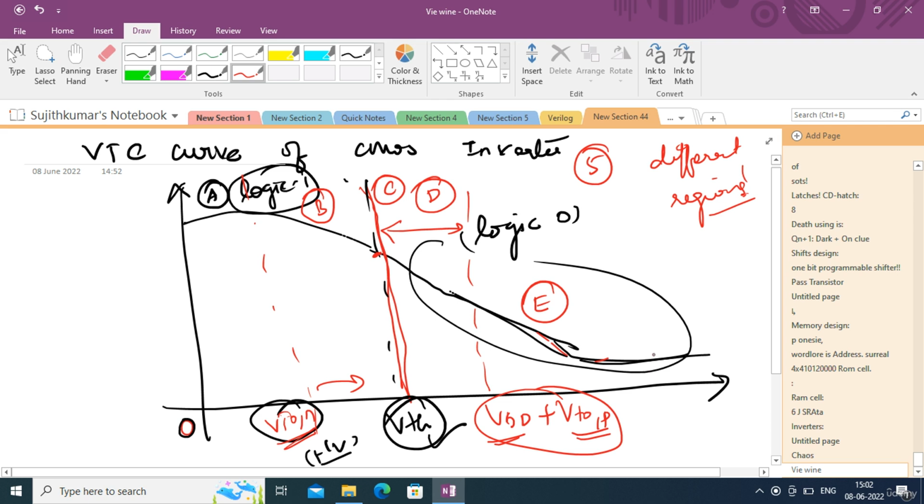So there are 5 regions in this curve. Why are we making these 5 regions? It is basically to make the analysis simpler, and for an input we have to understand in which region the CMOS inverter is operating, so that we can find out the critical voltages in that particular region. So what do we mean by critical voltage? We'll make one more video on that, and that will be the next.